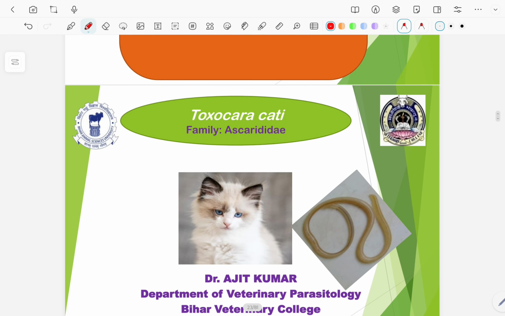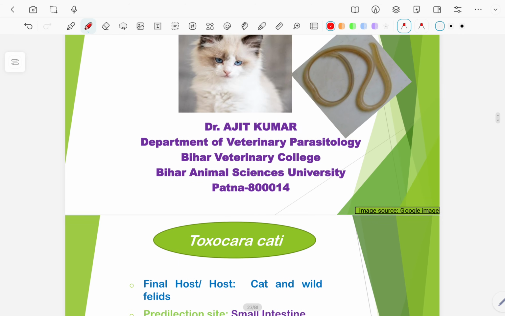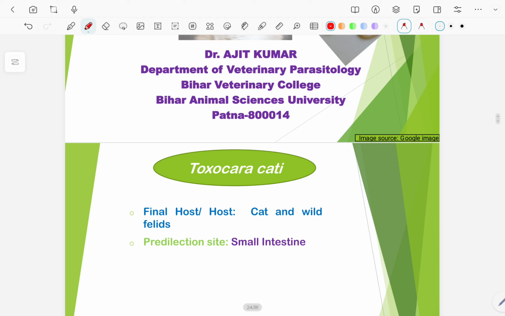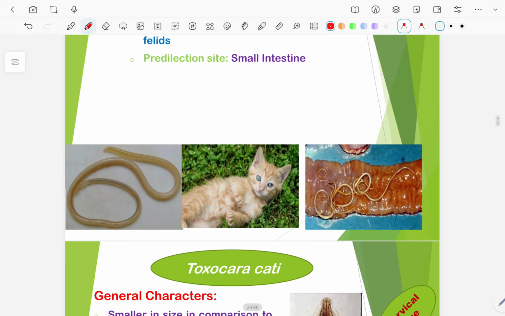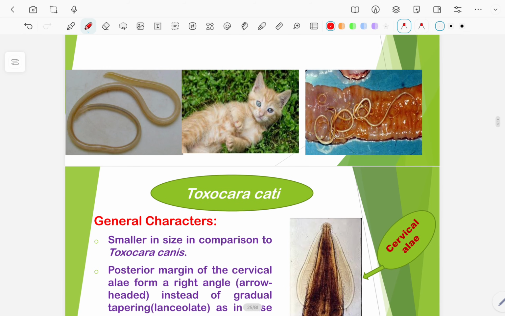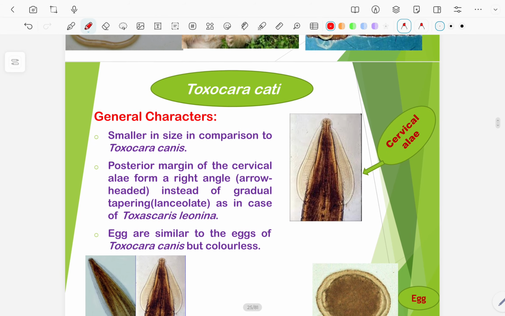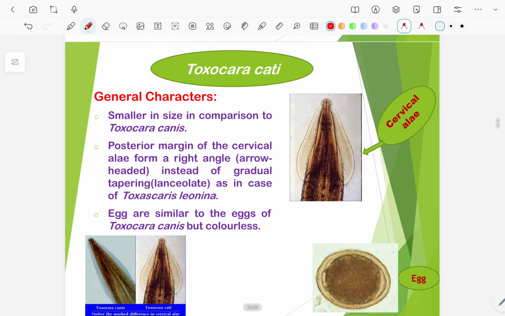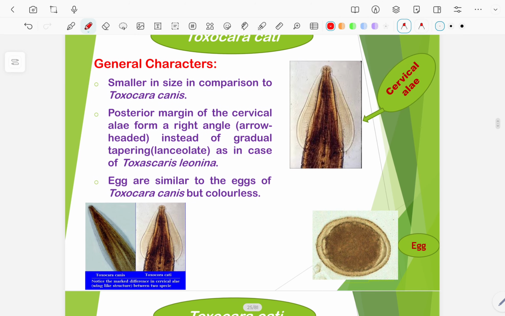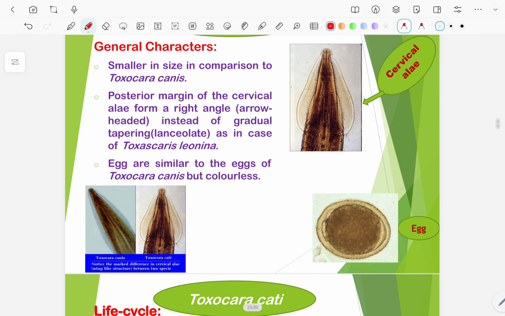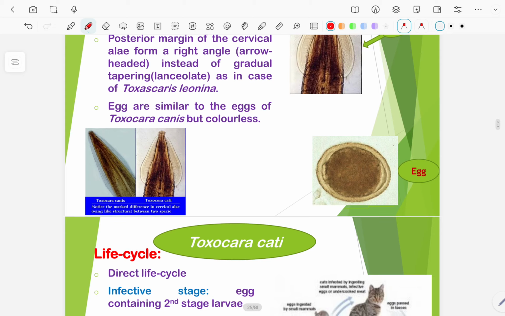Toxocara cati, family Ascaridae. Final host: cat and wildfowl. Predilection site: small intestine. Toxocara cati general characters. Smaller in size in comparison to Toxocara canis. Posterior margin of the cervical alae forms a right angle, arrowheaded instead of gradual tapering, lanceolate as in case of Toxascaris leonina. Eggs are similar to the eggs of Toxocara canis but colorless.